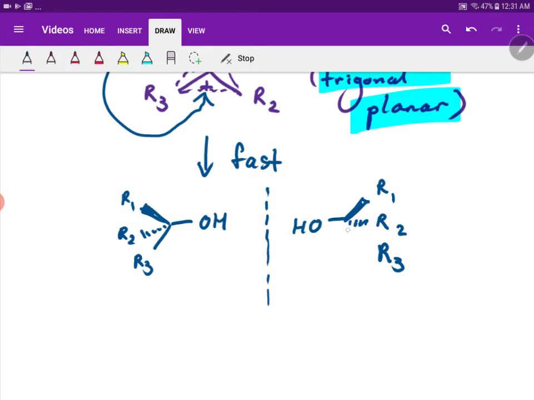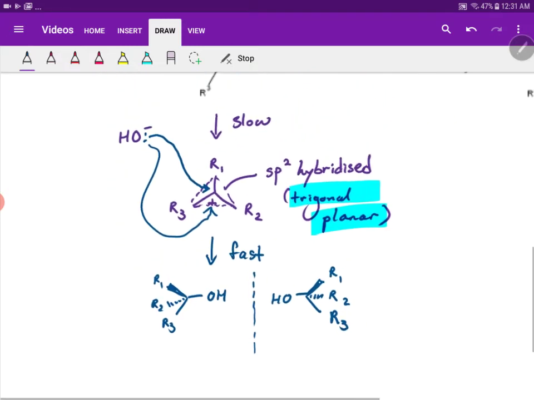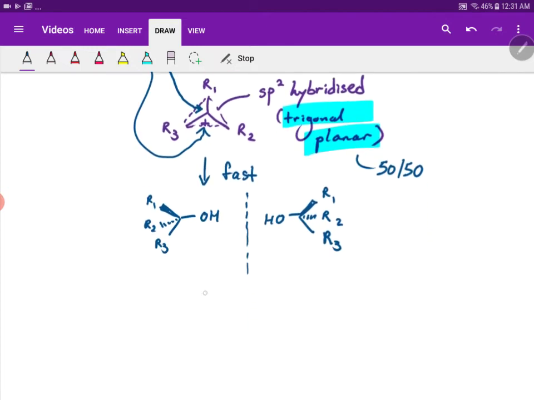And what you realize is that it forms a pair of enantiomers, but because it is planar, there's a 50-50 chance of attacking either the top or the bottom. That is why you will eventually get a racemic mixture. If it is a racemic mixture, it is now unable to rotate plane polarized light.